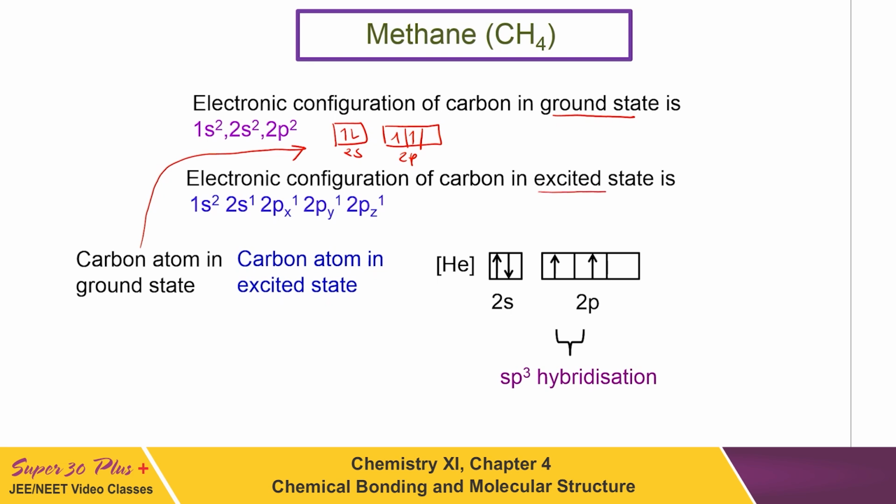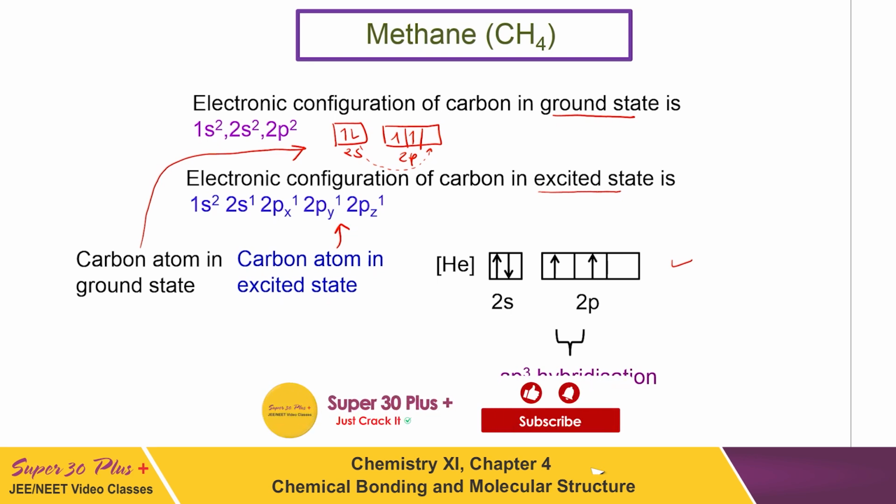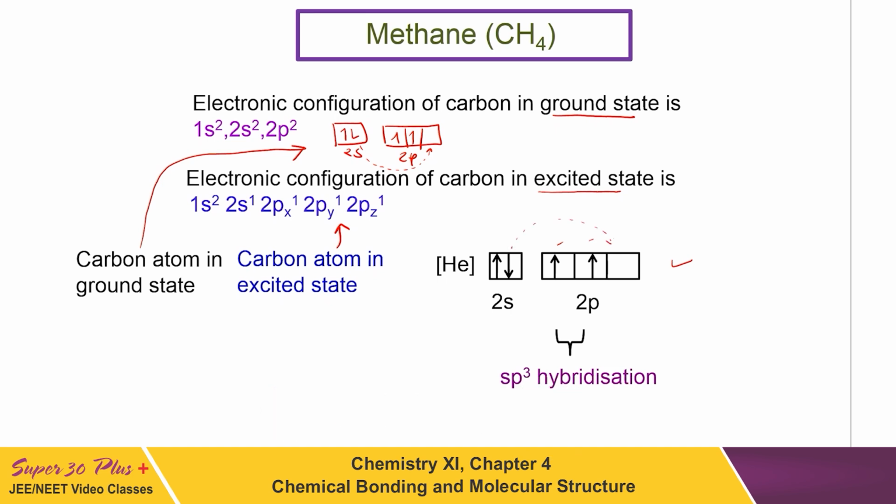But what about the excited state? This is the excited state electronic configuration of carbon, in which an electron from the 2s orbital is excited and comes into the 2p sub-orbital. So this is the ground state. You see the picture here is the ground state of carbon, in which we cannot form 4 bonds. In methane, carbon has to form 4 bonds, but in the ground state there are just 2 unpaired electrons. So this electron is excited to the higher energy level, and finally we get this distribution of electrons.